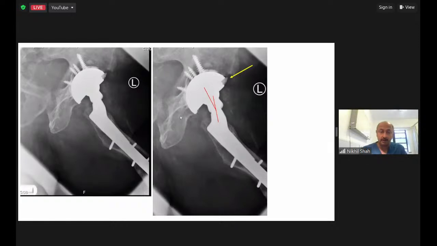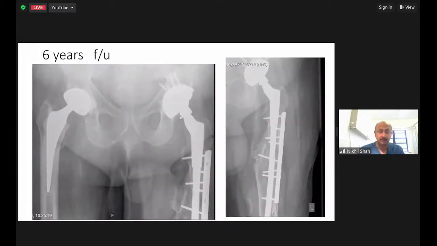So you can see on the lateral X-ray how the angle of the trunnion is seen by one of the red lines, and the other red line shows the angle of the BioBall 7-degree adapter. And using this fairly simple solution, I was able to solve the problem. So this patient is now reaching 6 years without any problems.